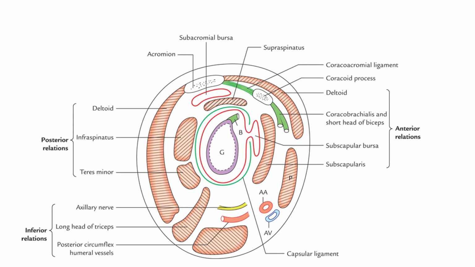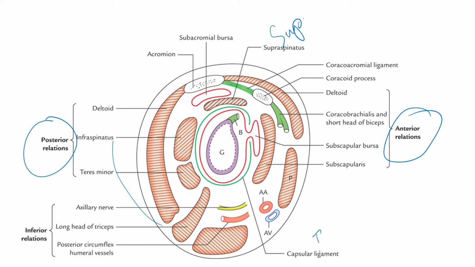Moving on to the relations of the joint. The relations of the joint are mainly the muscles as a whole. There are anterior relations, the posterior relations, the superior relations or relations above the joint, and the inferior relations. The anterior relations of the joint are the subscapularis, the bursa deep to the subscapularis, which communicates with the joint cavity within, and the coracobrachialis and the short head of the biceps. So they make up the anterior relations.